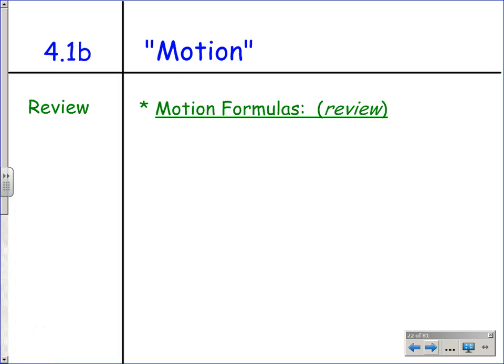Notes. 4.1b is motion. If you noticed in homework, it stopped around the 40s, and once you get into the 50s, it was word problems or motion problems. I kind of showed you on the answer key yesterday. But your notes are ready to go, roughly? 4.1 motion, we're going to do some review.